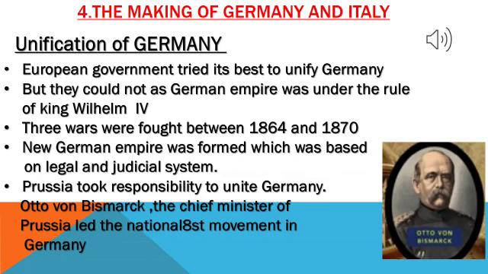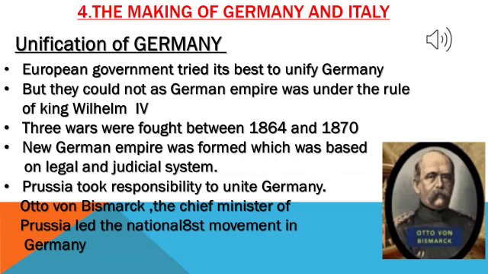Because of this, three wars were fought between 1864 and 1870. These three wars were the Danish War, the Austro-Prussian War, and the Franco-Prussian War. Out of these three wars, Prussia got the victory and completed the process of unification of Germany in 1871.